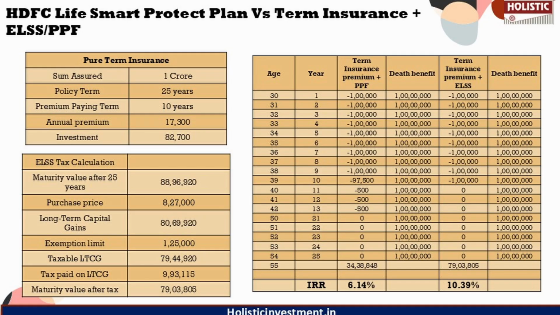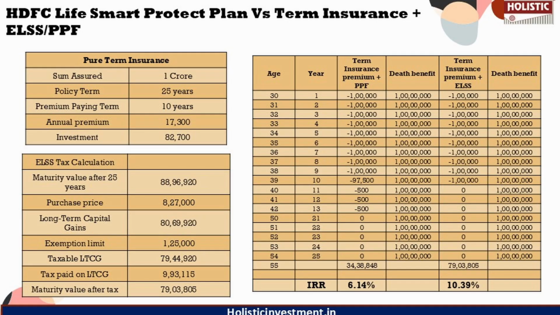And here in ELSS, the redemptions are taxable. So the capital gains tax is worked out and the post-tax value is taken for our IRR calculation. And if you're wondering how the ELSS tax calculation is made, we have also presented a small tabular column on the screen for your reference, which you can look at and pause.